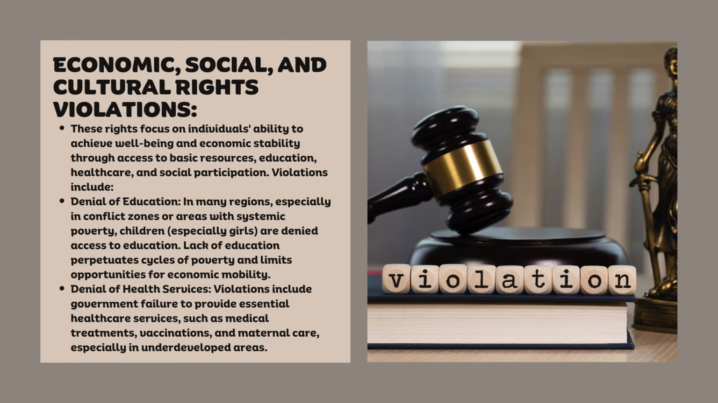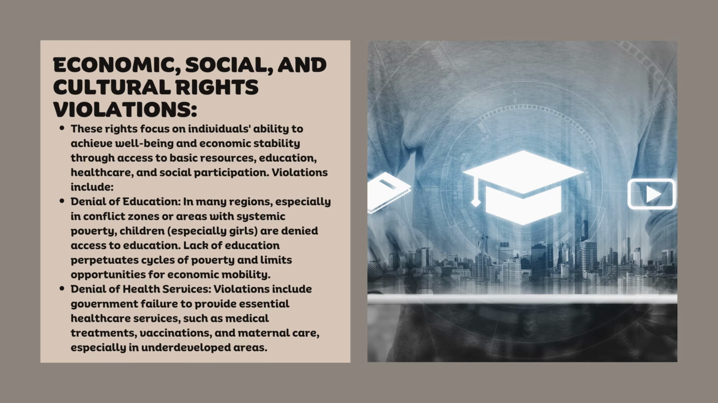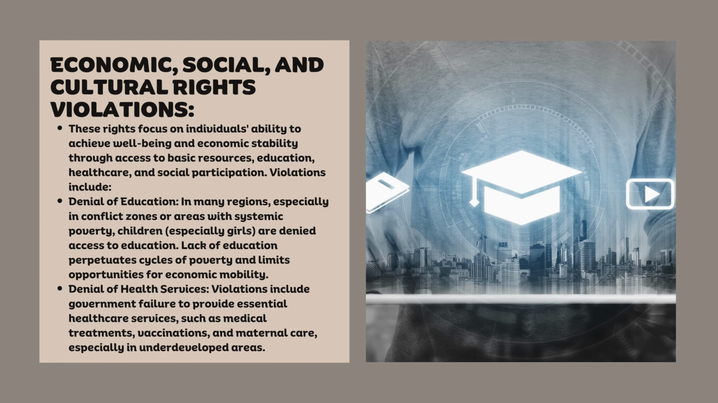Economic, social, and cultural rights violations. These rights focus on individuals' ability to achieve well-being and economic stability through access to basic resources, education, healthcare, and social participation. Violations include denial of education. In many regions, especially in conflict zones or areas with systemic poverty, children, especially girls, are denied access to education. Lack of education perpetuates cycles of poverty and limits opportunities for economic mobility.